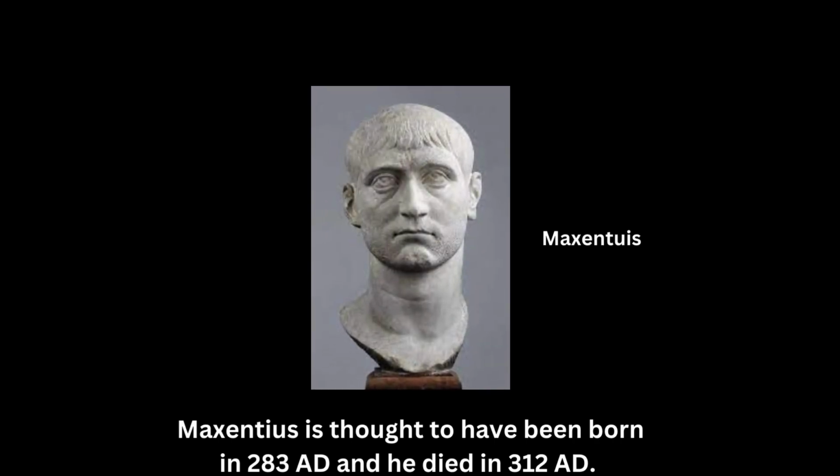Maxentius. Maxentius is thought to have been born in 283 AD and died in 312 AD. He was known for his attempt to embellish, restore, and improve the ancient capital. He was later killed in the battle I'm about to talk about.